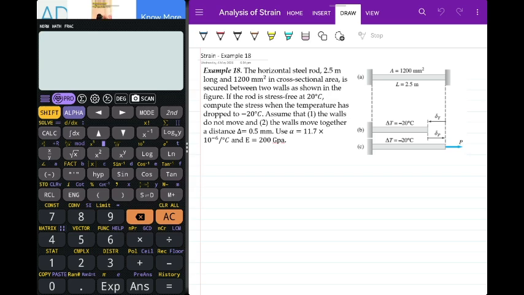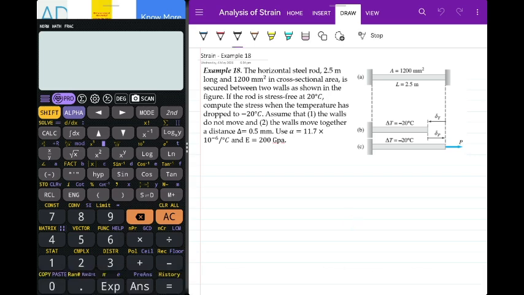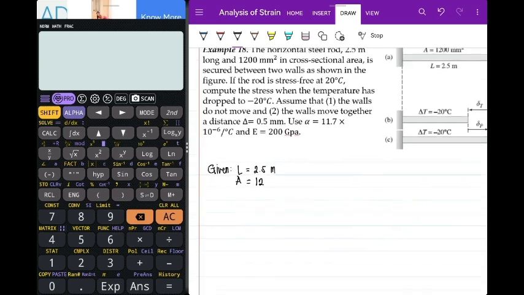The walls do not move, and 2. The walls move together a distance of 0.5 millimeters. Use coefficient of thermal expansion 11.7 times 10 to the negative 6 per degree Celsius, and E is equal to 200 GPa. First, you write the given.